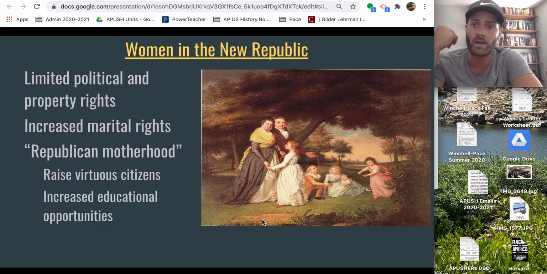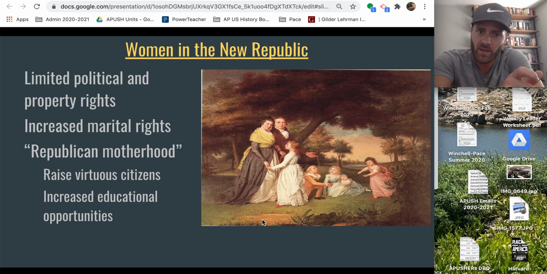As we saw, one of the main criticisms of the Articles of Confederation era is that the everyday citizenry is not virtuous enough, not willing to make good, positive decisions for the community as a whole. So it'll be women that should be raising this next generation of virtuous citizens who can take the Revolutionary era generation's legacy into the future of our nation.